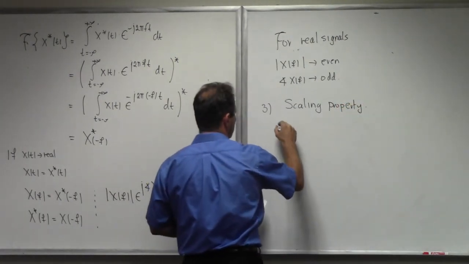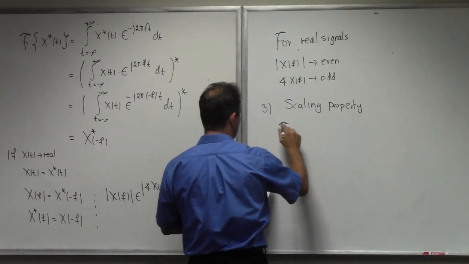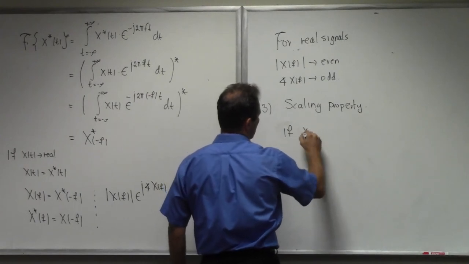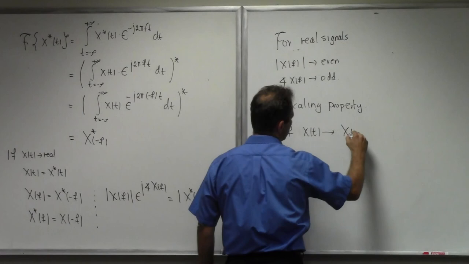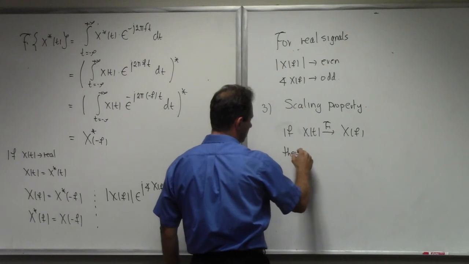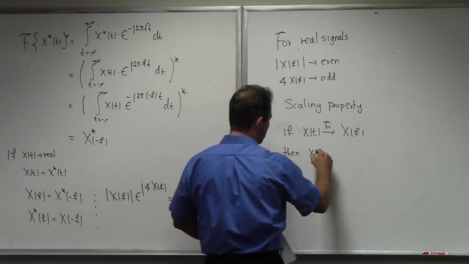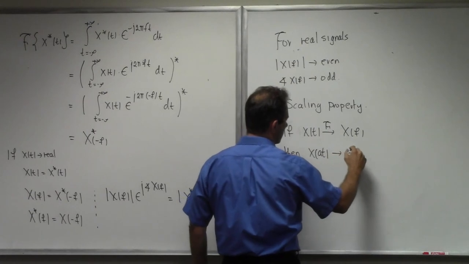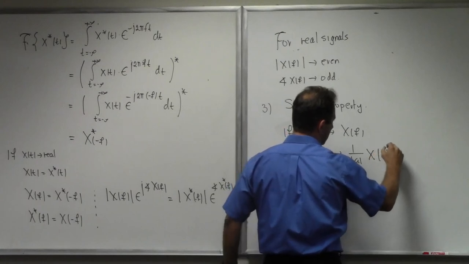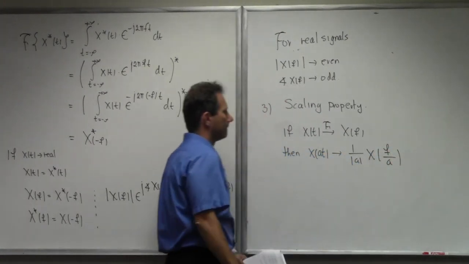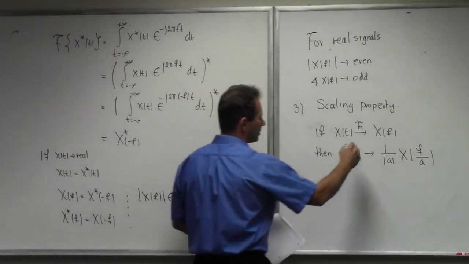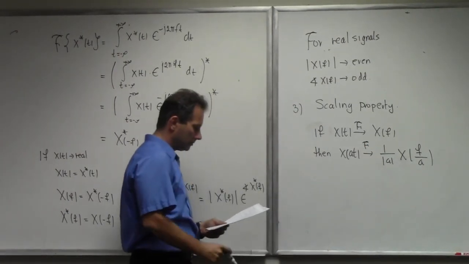The third property is the scaling property. It says that if x of t has a Fourier transform X of f, then x of at has a Fourier transform 1 over the magnitude of a, X of f over a. Okay, so that's the scaling property. Let's demonstrate that this one is true.